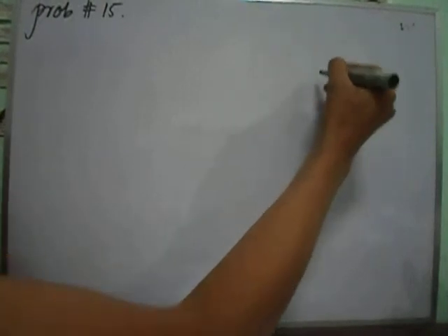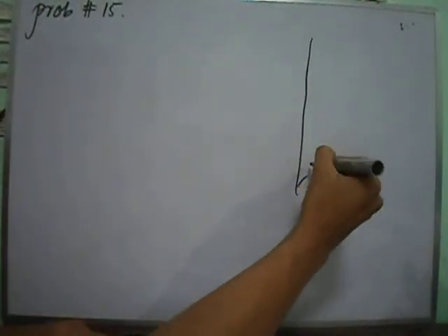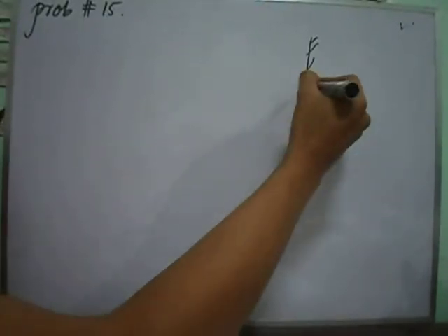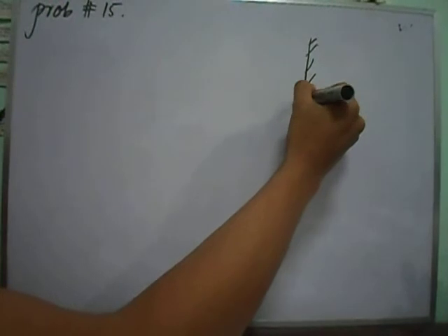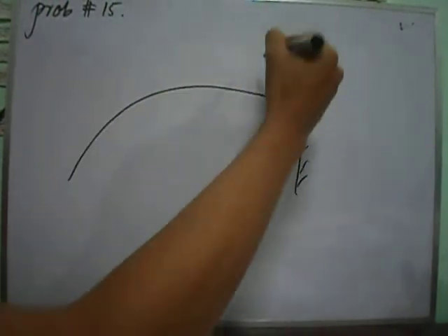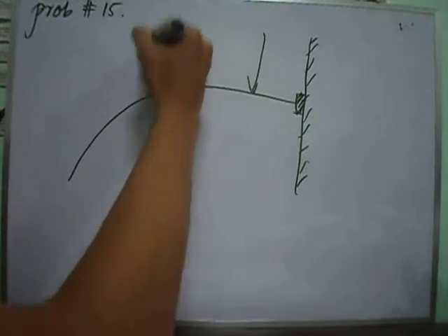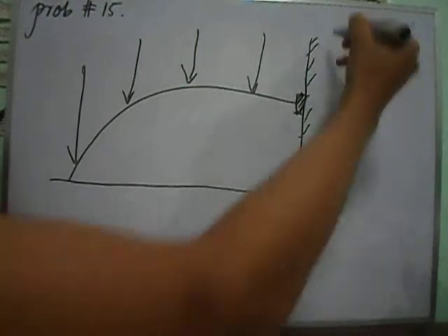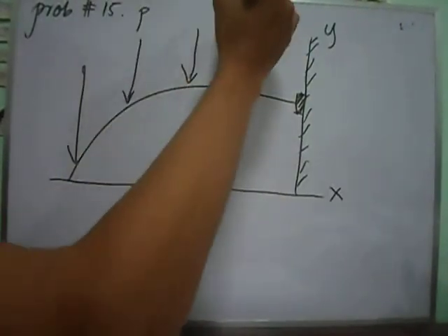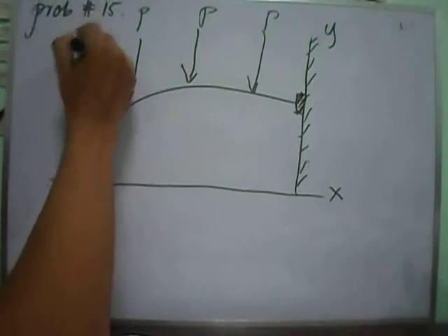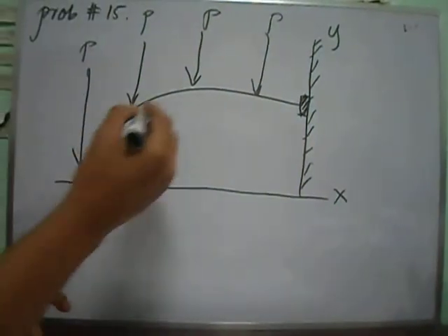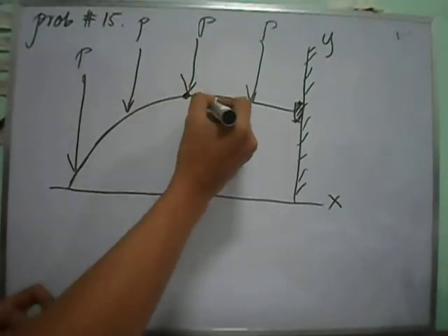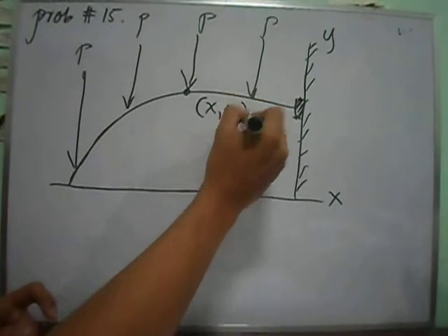So the cantilever beam seems to be this here, and it has a fixed end, and then it is subjected to a uniform force P. Now we are tasked to find the deflection of this beam with respect to a certain point chosen to be x and y.